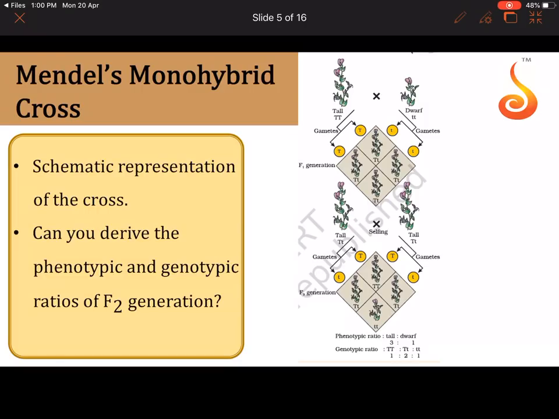Now here is a representation of Mendel's monohybrid cross from your NCERT to give you some clarity. Mendel crossed a tall pea plant with a dwarf plant. In F1 generation, all the plants were tall. I hope you remember, all the plants were tall in the F1 generation. Then he allowed the F1 plant to undergo self-pollination. And in the F2 generation, he obtained two varieties of plants, that is tall and dwarf, in the phenotypic ratio of 3:1, and the genotypic ratio of homozygous tall to heterozygous tall to homozygous dwarf, that is 1:2:1.